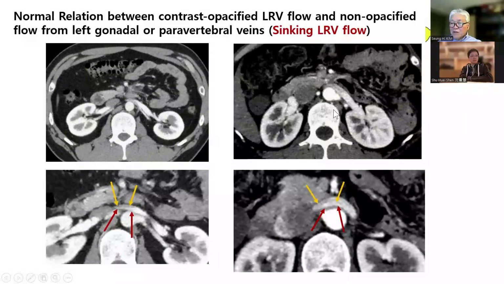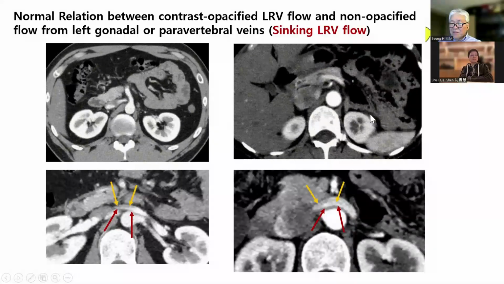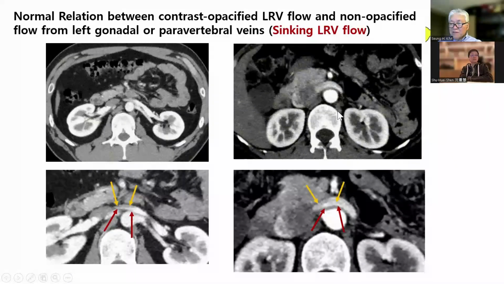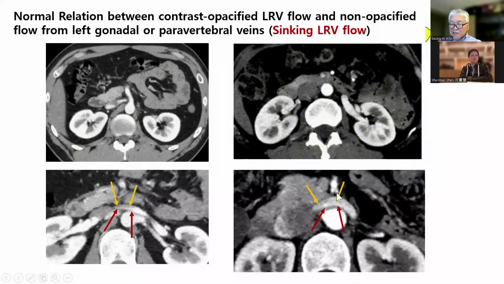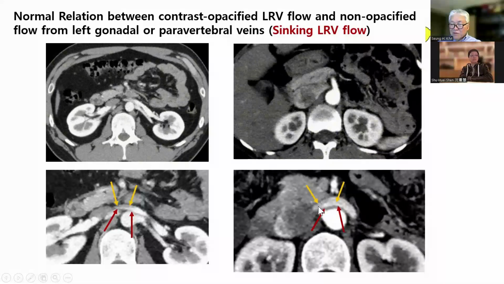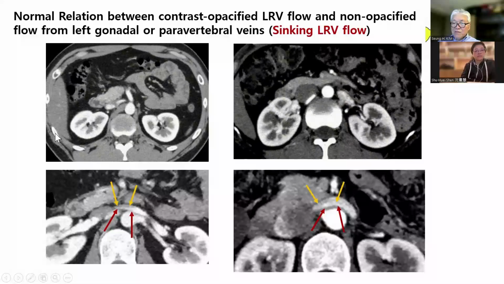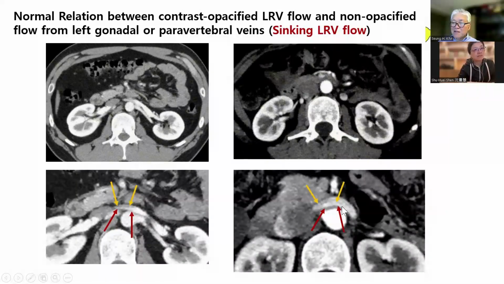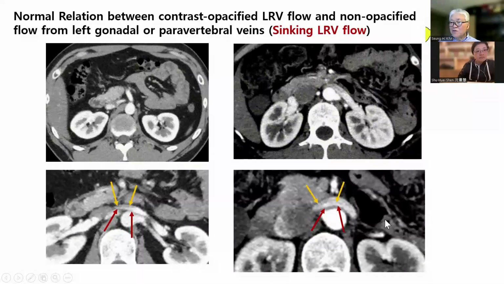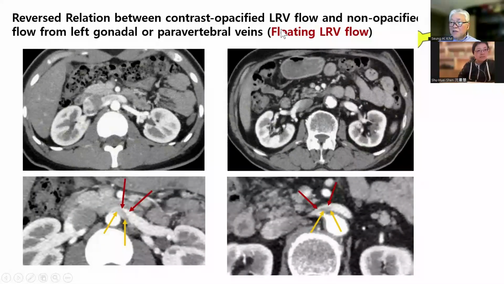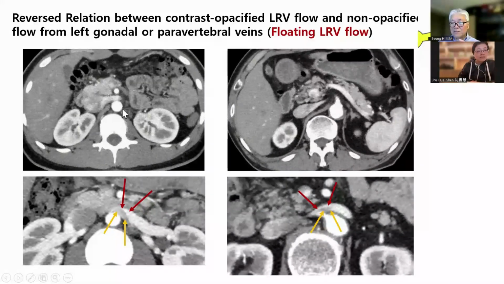The second case on the right shows a similar pattern of mixing of contrast opacified blood from the left kidney and contrast non-opacified blood from the vertebral vein. And you can see in this area heavier blood along the posterior margin and non-heavier blood along the anterior margin. So if you see this pattern, it means that the flow speed is slow, and probably there's no Nutcracker phenomenon. But sometimes you can see this relation is reversed, like these three examples.